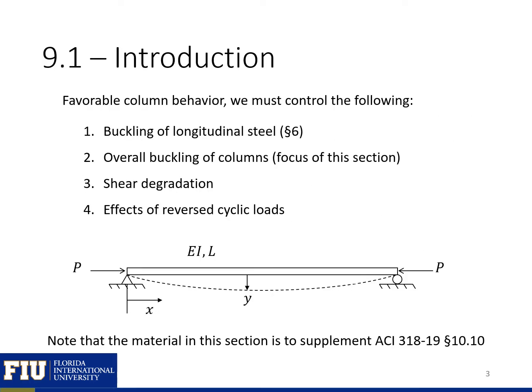If we want favorable column behavior, we need to make sure that our longitudinal steel doesn't buckle. We looked at this in one of our previous sections, in our short compression member section 6. We need to also make sure that we don't have overall buckling of the column, which is what we focus on in this section. So buckling of our longitudinal steel would be a localized buckling within our column, and the overall buckling of the column would look at the entire column length and end conditions. In later sections, we'll also look at how we can control and ensure we don't have shear degradation, and we'll look at the effects of reverse cyclic loads, but this will be in a later section.